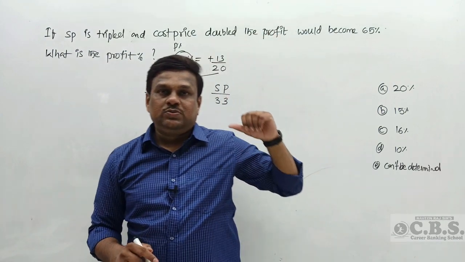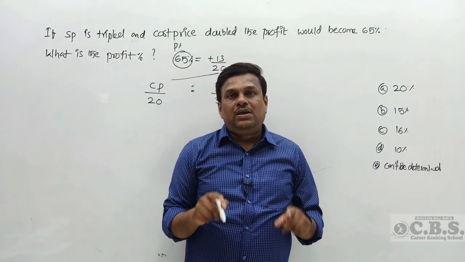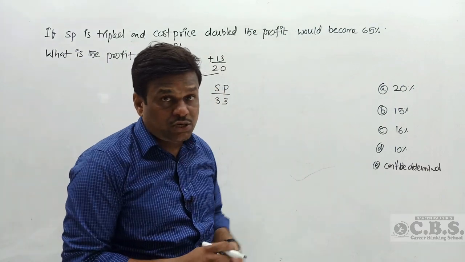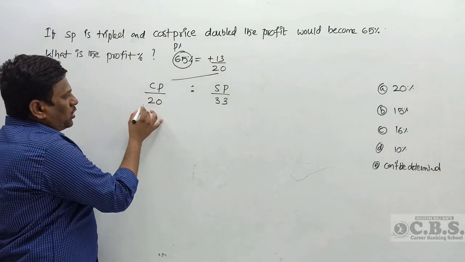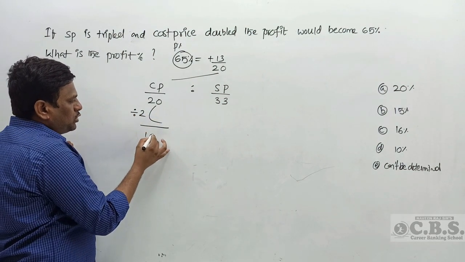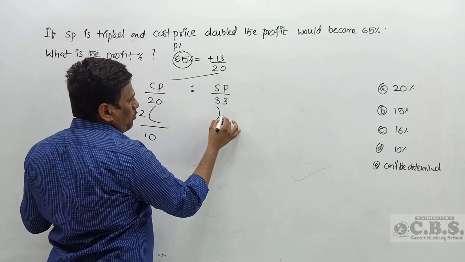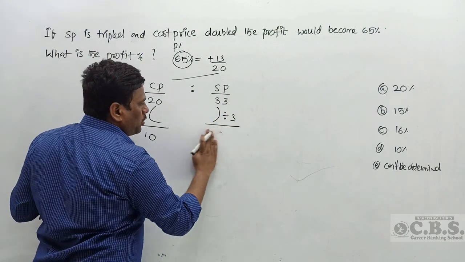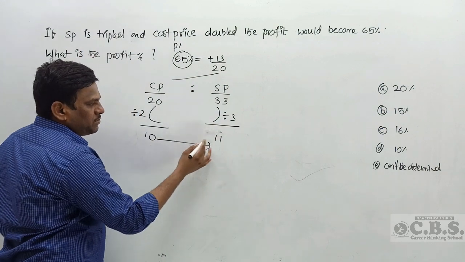Okay, therefore the cost price is 20 rupees. Upon 20, you get a profit of 13 rupees. Therefore the selling price is 33 rupees. So this is already how many times double? Divided by 2, it gives how much? 10 rupees. Then how many times? Triple. Divided by 3, how much? 11 rupees. Therefore, get my point? So the cost price is 10 rupees, the selling price is 11 rupees.